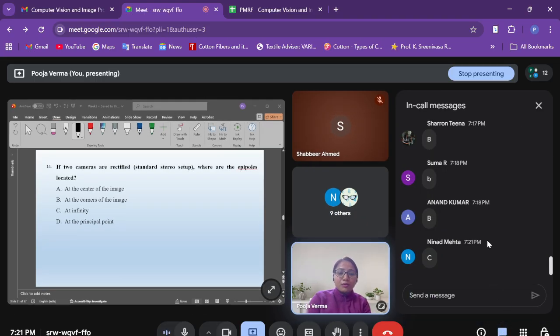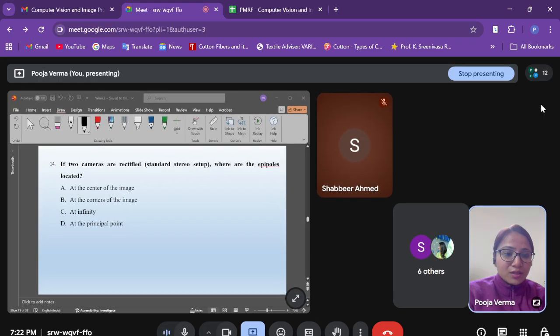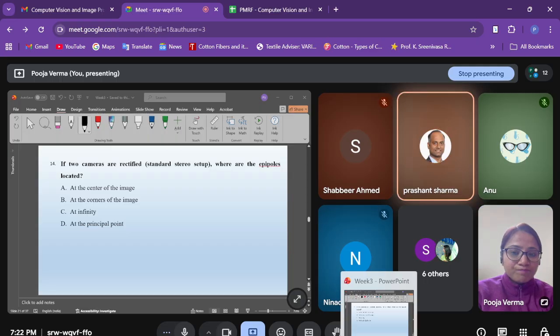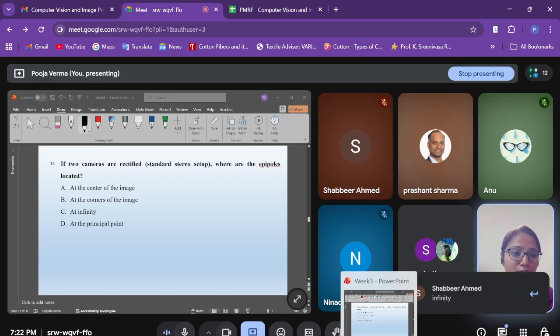Someone is giving an answer. Okay, option C. If two cameras are rectified, in a standard stereo setup, where are the epipoles located? Anyone else who wants to give an answer? It will be at infinity. Yes, it will be at infinity only.